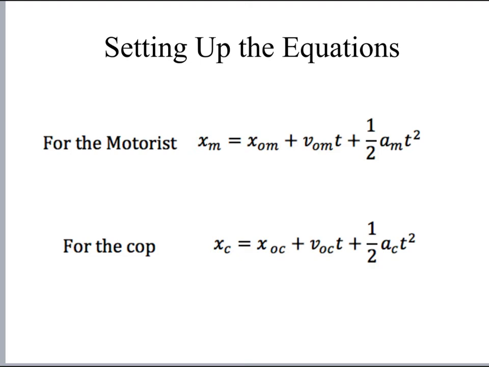So here I've written down the kinematics equation for the motorist. Xm is x naught m plus v naught m times t plus 1/2 a sub m t squared. Everywhere there's an m, that just means motorist. Everywhere there's a c, that just means cop. And it's the same equation down below. So this is our generic kinematics equation for position. And we know this is going to work because in both cases the acceleration is constant. And because they're different values, we need two different equations, one for the motorist, one for the cop.